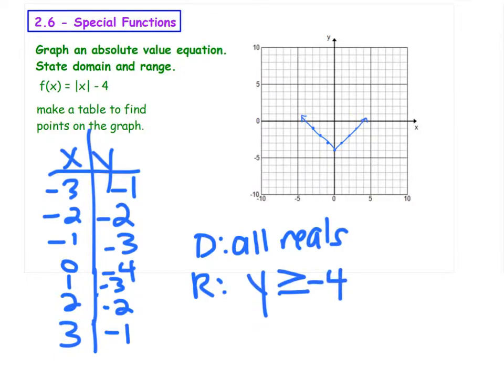It will never go below that point, because the smallest an absolute value piece can be is 0. And then I'm only taking away 4. I'm not changing this number. So the smallest value this whole function can ever be is negative 4. So that's your cutoff, and anything bigger we can have. So y is greater than or equal to negative 4.